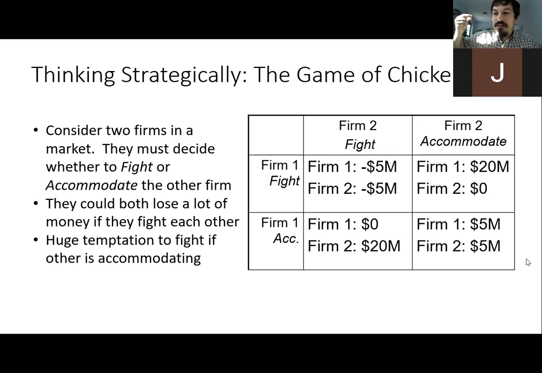Okay, here's my point. If you think the other guy's going to swerve, you should go straight. If you think the other guy's going to go straight, you should swerve. This is a very strategic game. It's strategic in that you want to think about what the other person is doing and best respond to it. So how does this apply to economics?